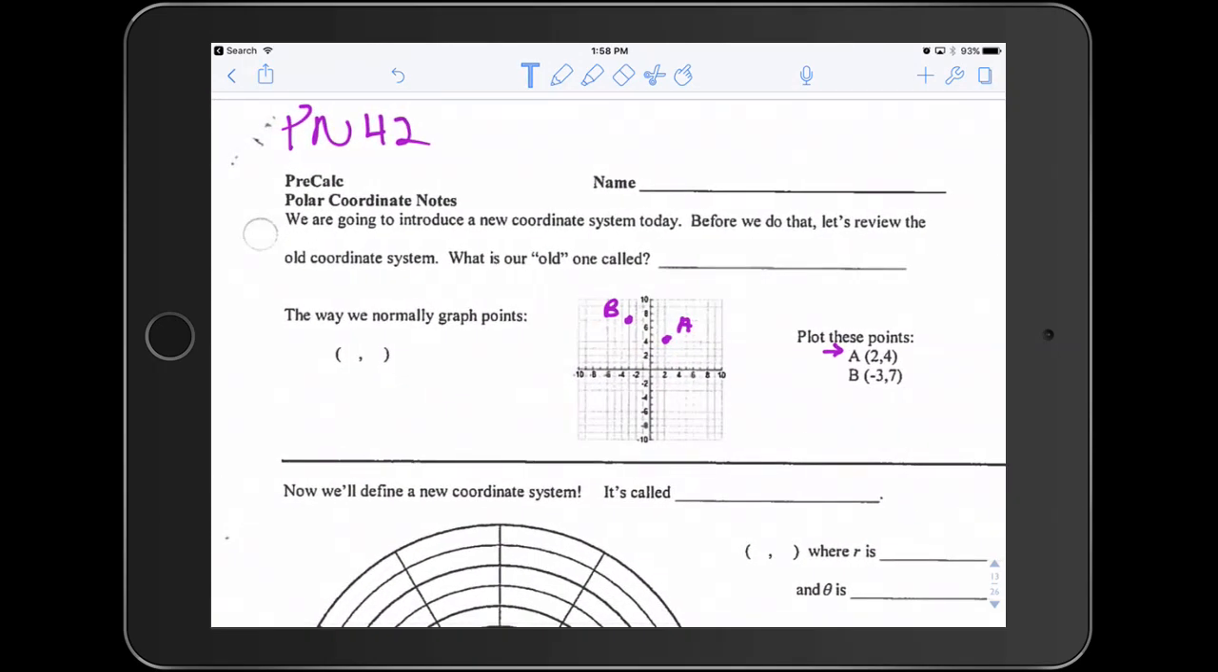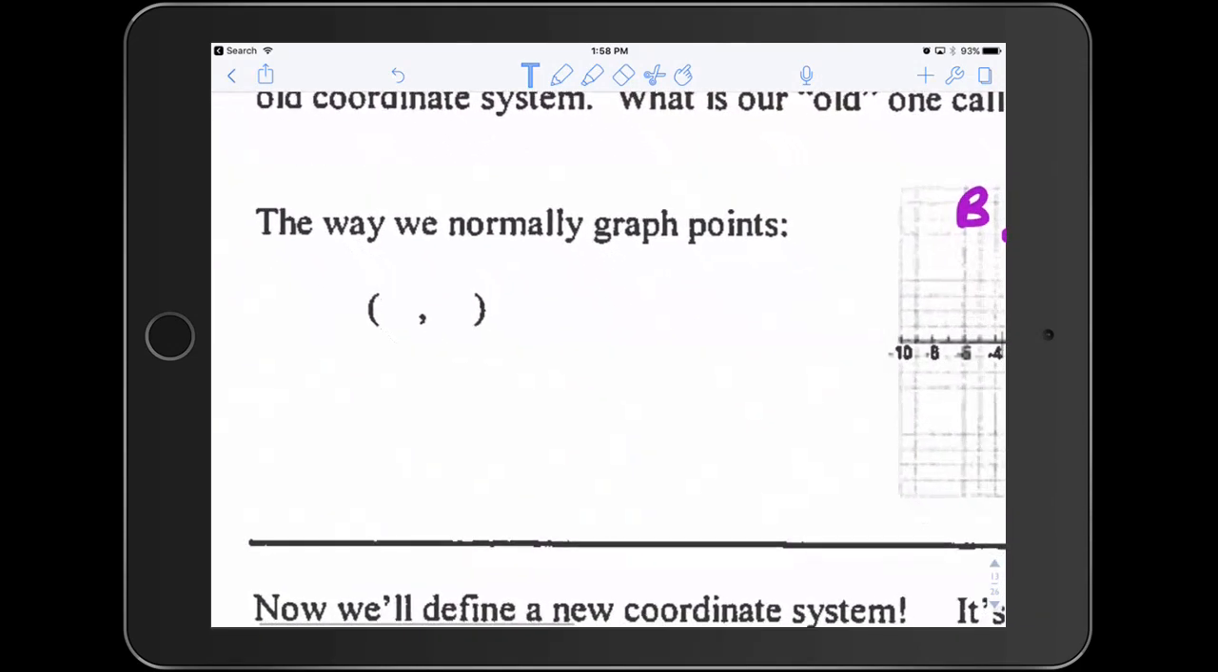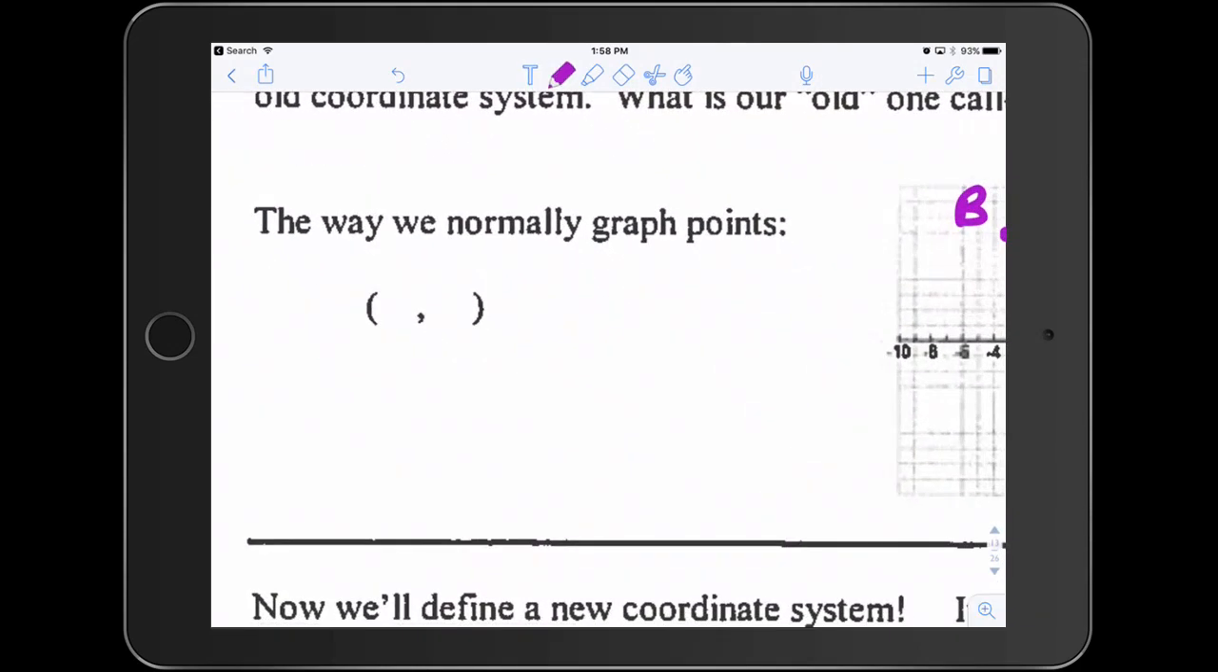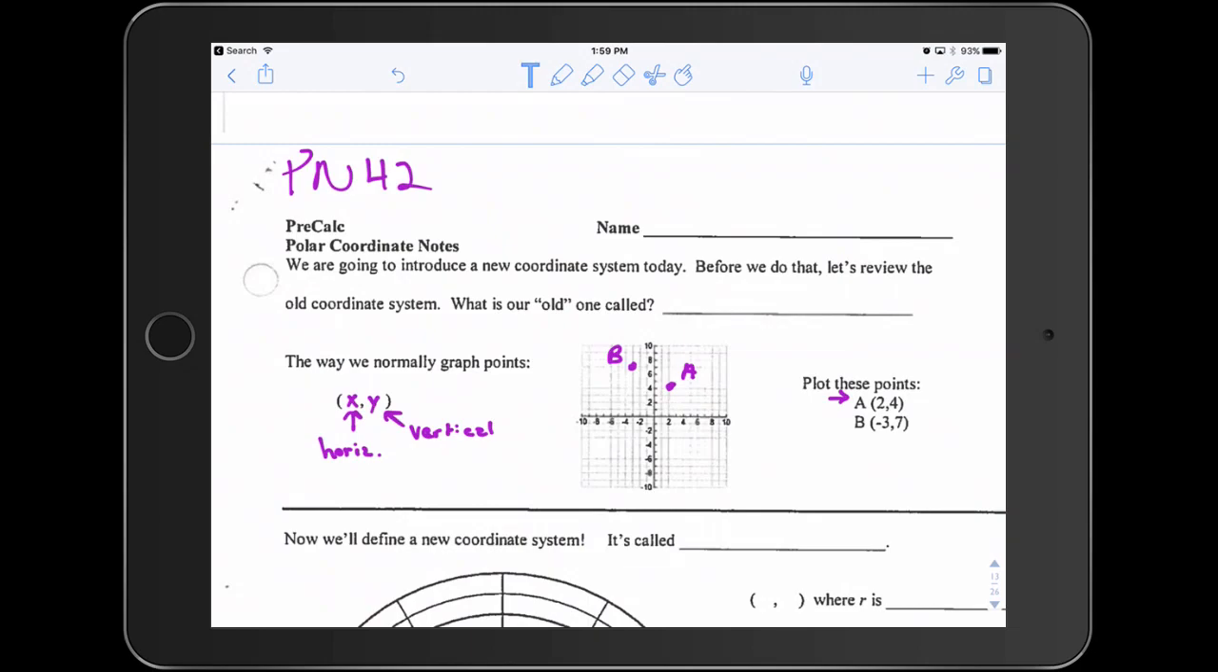So I just want to mention that this is typically an XY data point, and this is our movement on the horizontal axis, and this is our movement on the vertical axis.